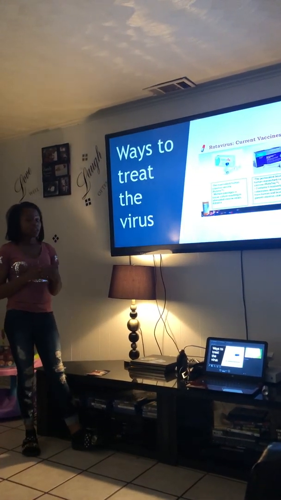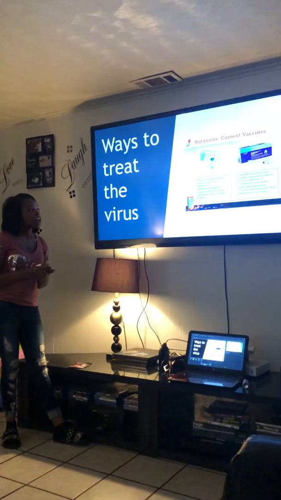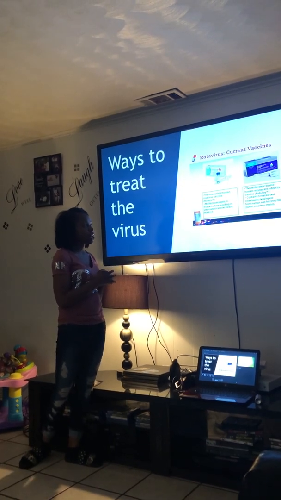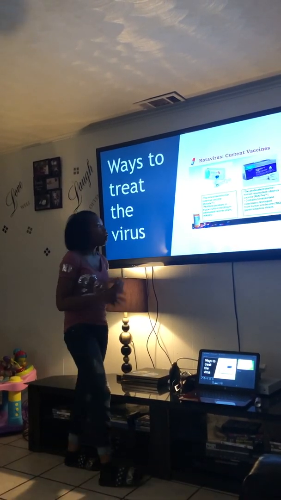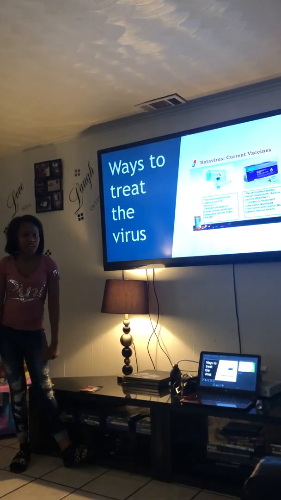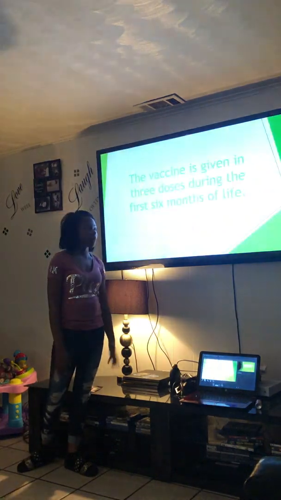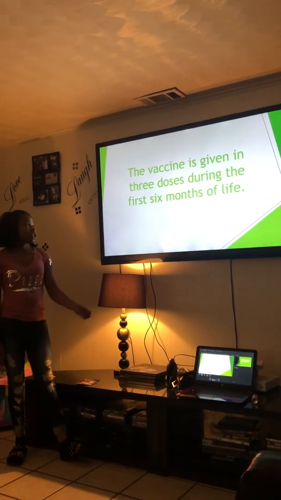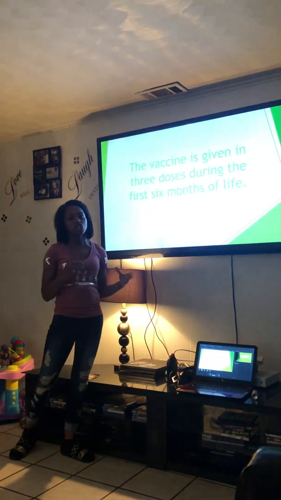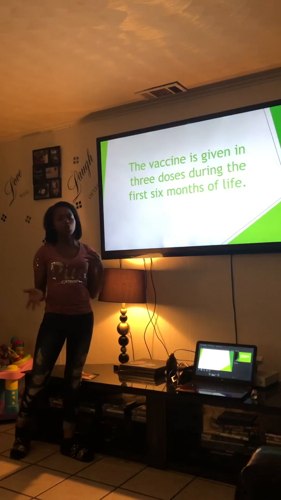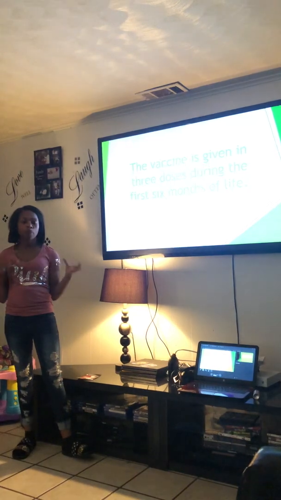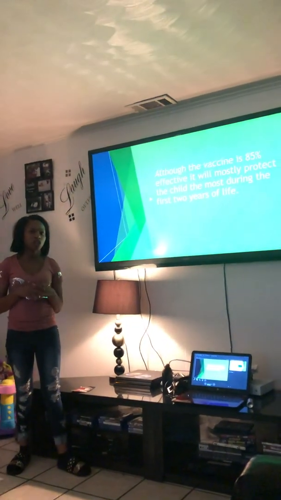There are ways to treat the virus. Actually, in 2006, they came up with two vaccinations that they give to infants. One of them is Rotarix, and the other one is RotaTeq. These are oral vaccines that children take. The vaccine is given in 3 doses during the first 6 months of life, so once in the first month, then again in the second month, and once again during the third month. And it's repeated depending on the area that you live in.